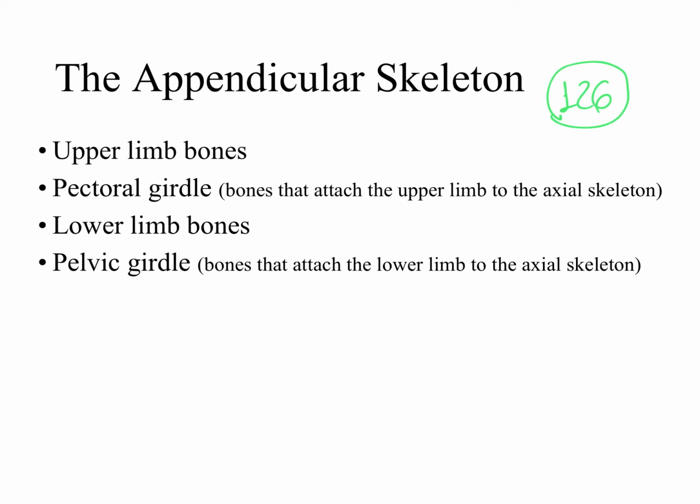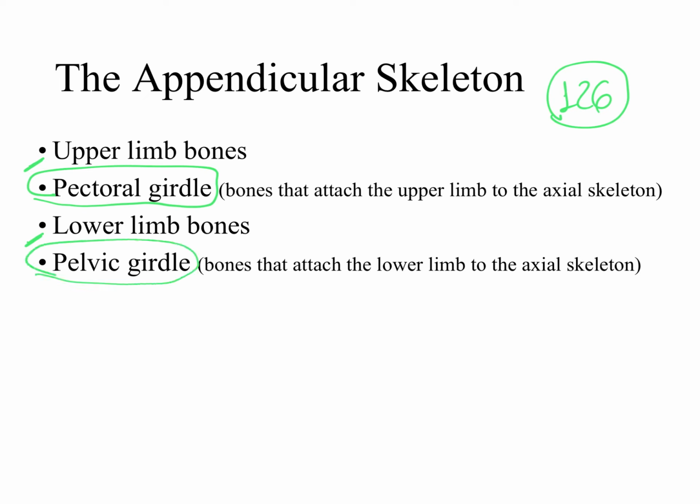We have the bones that are making up the limbs themselves. So we have the upper limb bones and we have the lower limb bones. And we have the bones that attach the limbs to the axial skeleton. And the bones that attach the upper limb to the axial skeleton are referred to as the pectoral girdle bones, and the bones that attach the lower limb to the axial skeleton are referred to as the pelvic girdle bones.